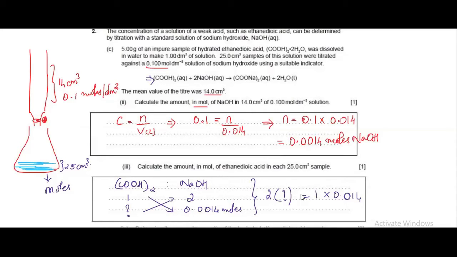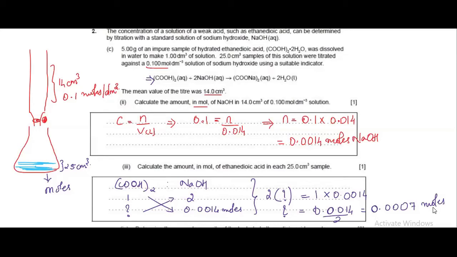0.0014. The number of moles of oxalic acid or ethane dioic acid is going to be 0.0014 divided by 2. That is nothing but 0.0007 moles of the acid.